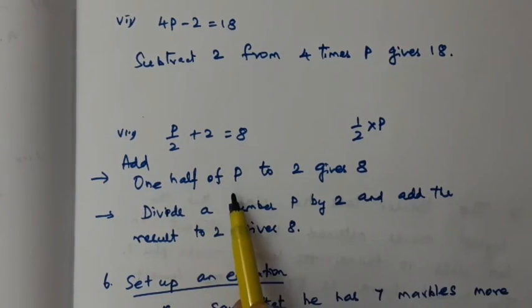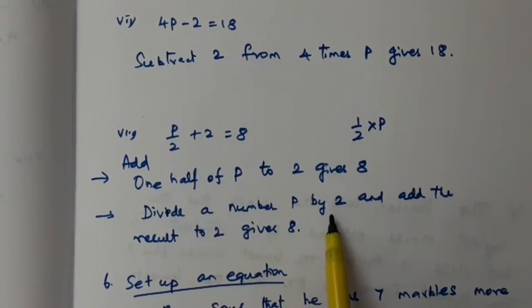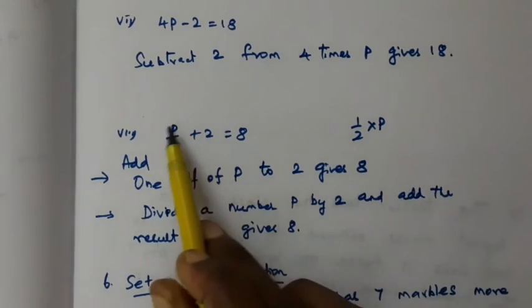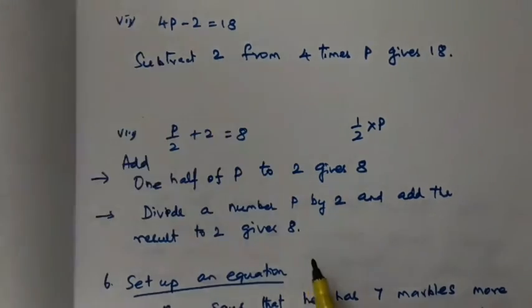If you feel this is difficult, next is divide a number which is p. You have to divide by 2, and add the result, whatever is coming, that you have to add to 2 gives 8.